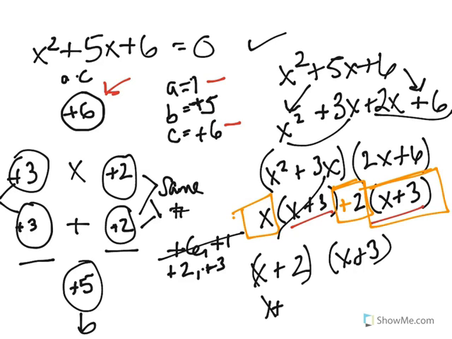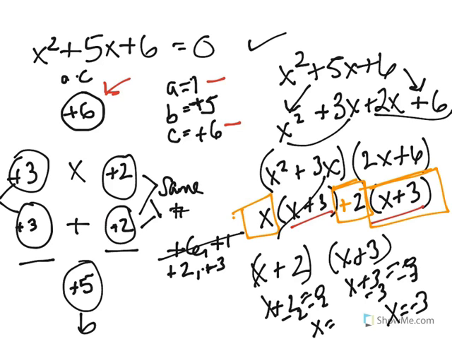Set both factors equal to 0 to solve. x equals negative 3, x equals negative 2, and that is going to be our answer.